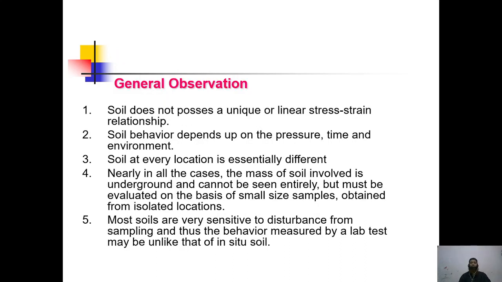Let us see the general observations. Soil does not possess a unique or linear stress strain relationship, whereas we see this linear stress strain relationship in steel also. But soil doesn't possess this, because in soil you have again different types of soil mixed also. Sometimes this also happens. Soil behavior depends upon the pressure, time, and environment. Soil at every location is essentially different.